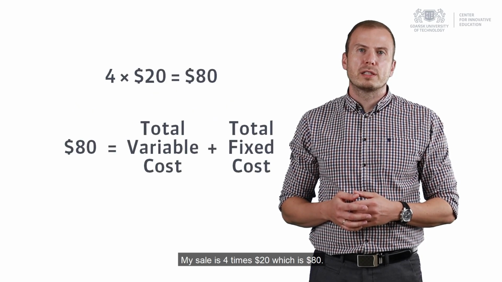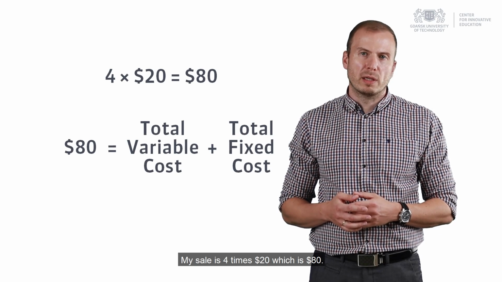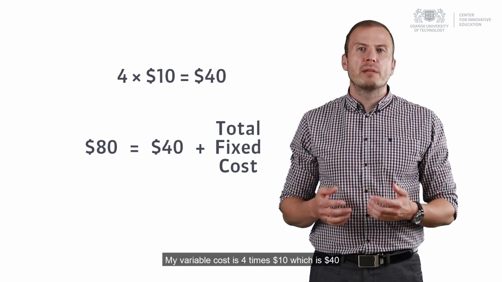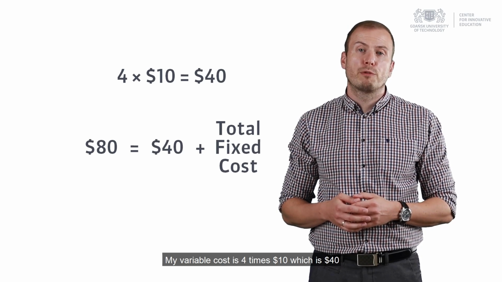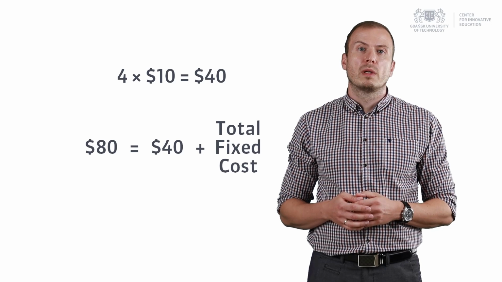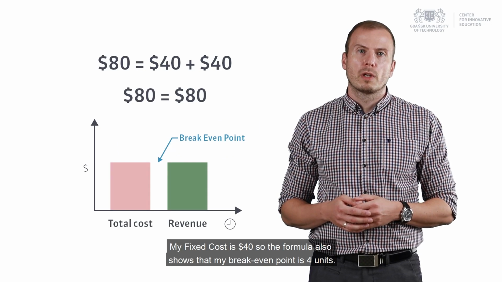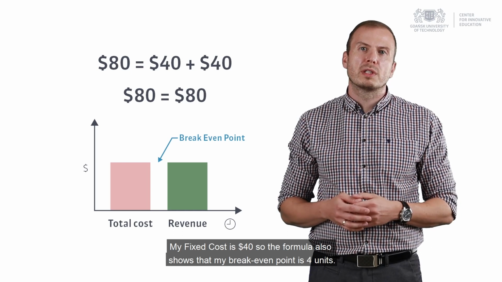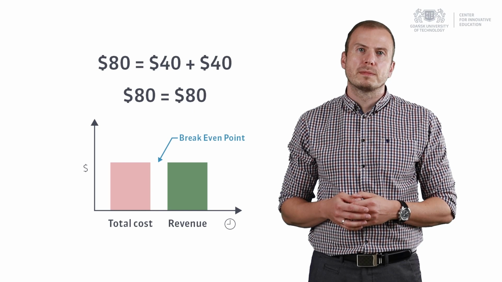My sale is 4 times $20, which is $80. My variable cost is 4 times $10, which is $40. My fixed cost is $40. So the formula also shows that my break-even point is 4 units.